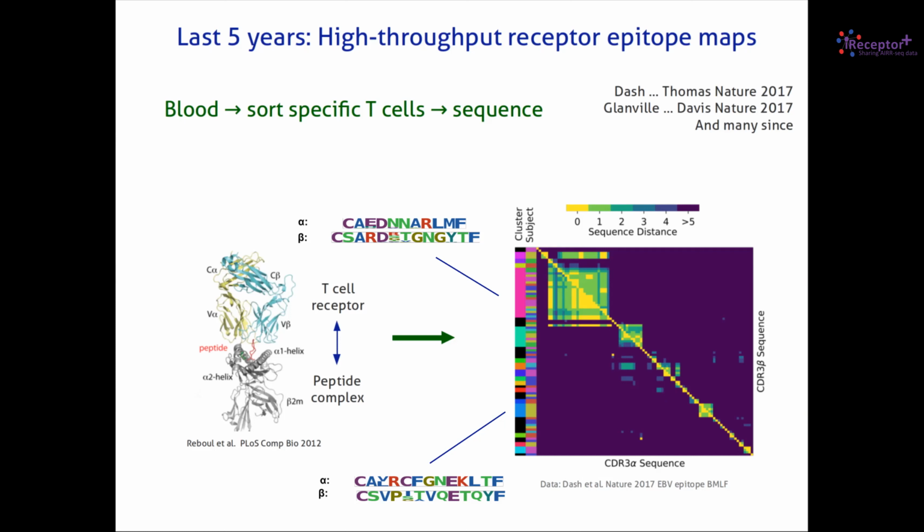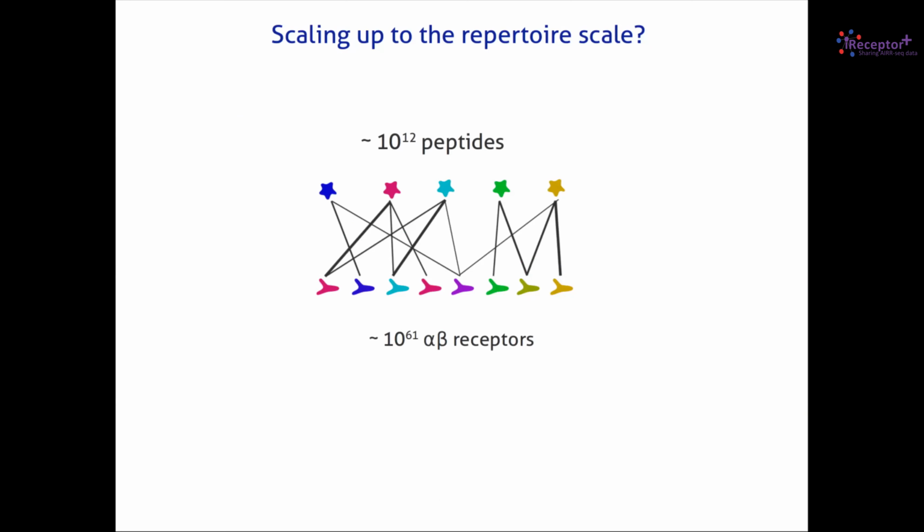But here in today's talk, I want to make the case for a slightly different approach and a slightly different question that we feel might be even more interesting if we can make headway on it, which is the question of, are there any ways to actually scale this up to the repertoire scale? So if you're thinking about a full immune repertoire, then ultimately we need to deal with the very large dimensionality of this ligand receptor interaction, where we can have on the order of 10 to 12 different peptide MHC complexes, and the genetic recombination machinery can generate up to 10 to the 61 different alpha beta receptors, as it has been estimated.